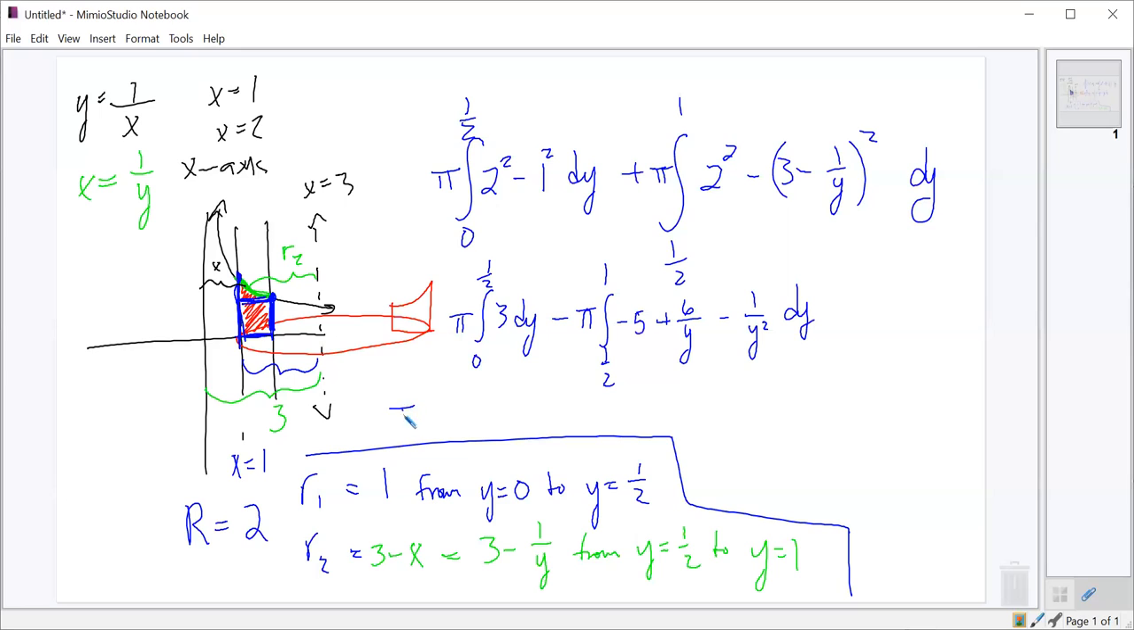So we end up with pi times 3y from 0 to 1/2 minus pi times -5y plus 6 natural log absolute value y plus 1/y from 1/2 to 1. And then from there, it's just arithmetic. I don't know if you guys want me to do the arithmetic or.